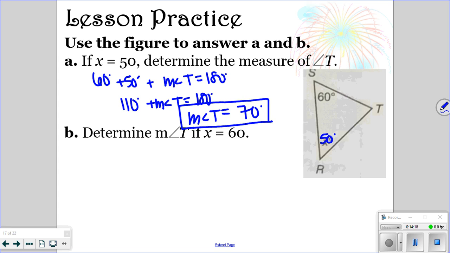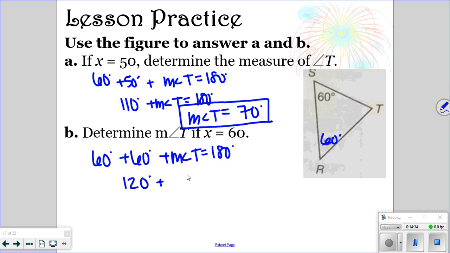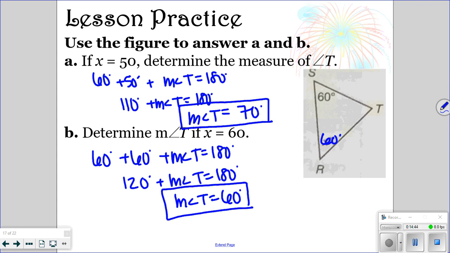Okay, this time it says determine the measure of angle t if x is 60. Well, we would do 60 plus 60 plus the measure of angle t equals 180 degrees. 60 and 60 is 120. And if you subtract, the measure of angle t would equal 60 degrees. So that would be your answer for those two.